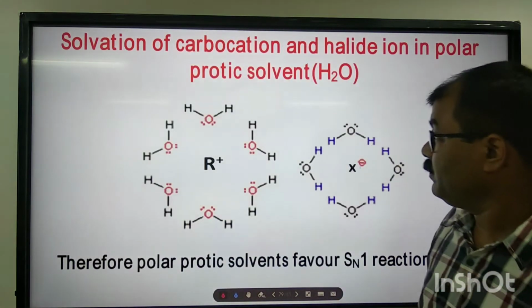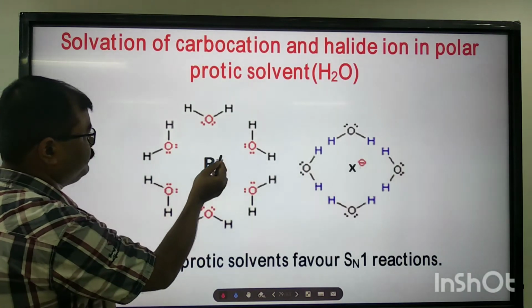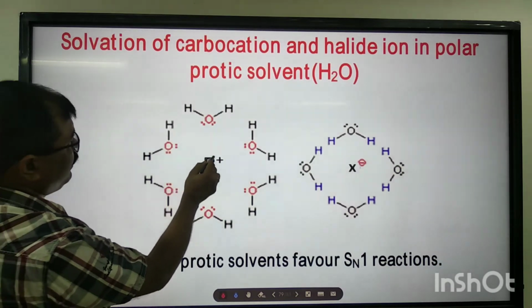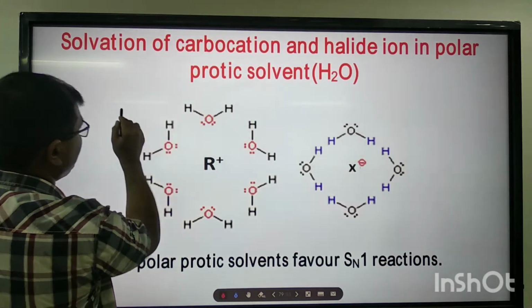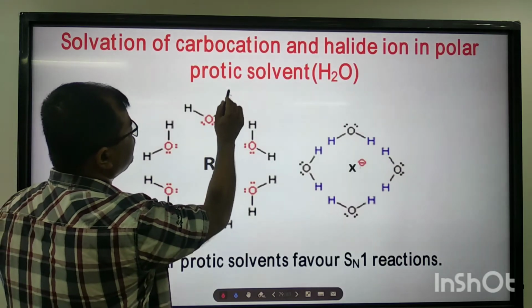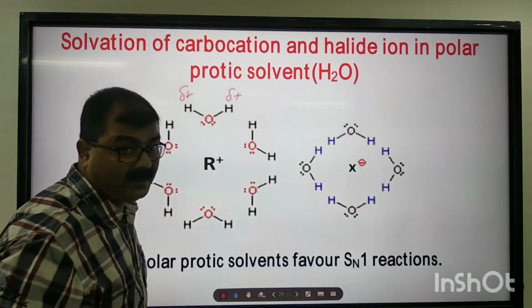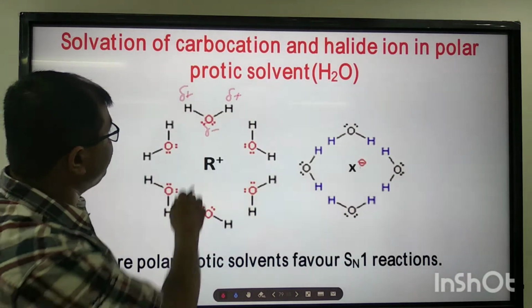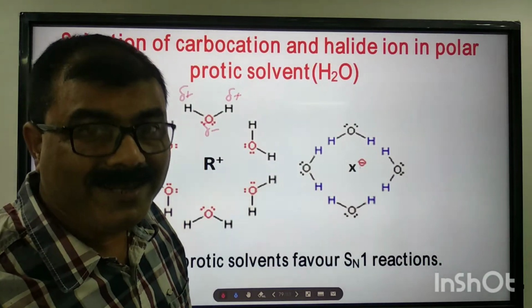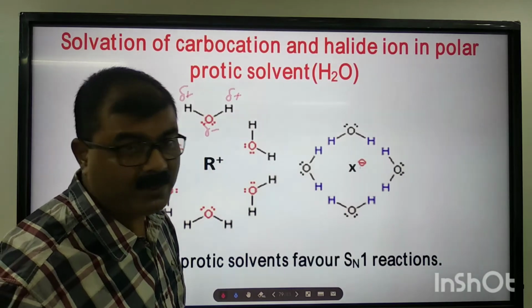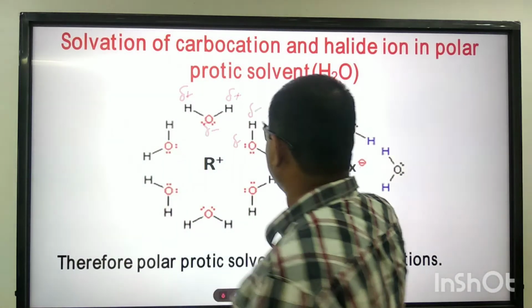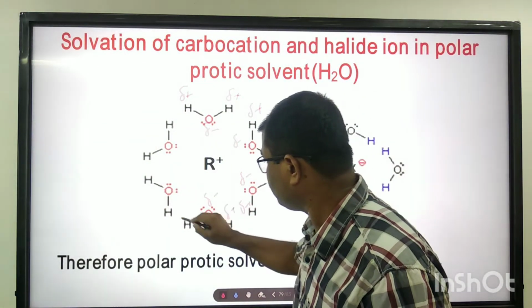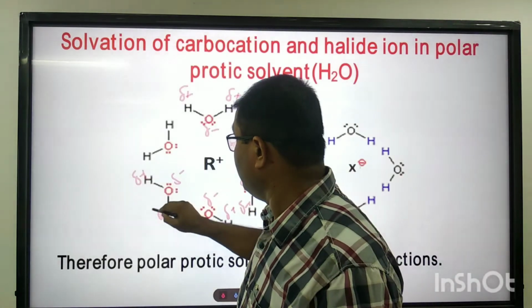Let me show you. See, this is the cation, R plus. Now, water molecule, you see, this is a water molecule, always polar. This is partially positive and this is partially negative. Due to electronegativity difference, oxygen develops partial negative charge and hydrogen develops partial positive charge. Here you see, this is delta minus, delta plus, delta plus, delta minus, delta plus, delta plus, delta minus. See?